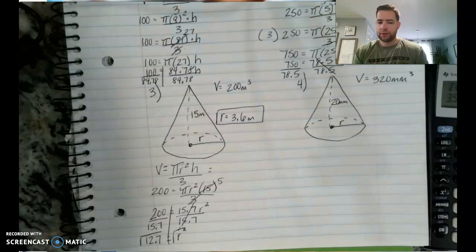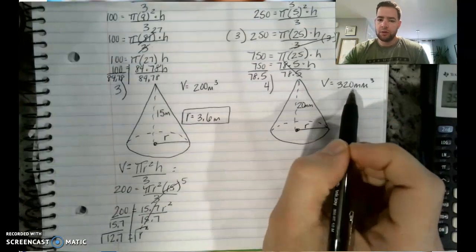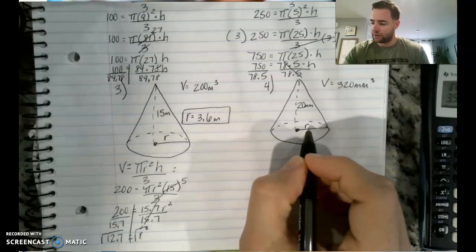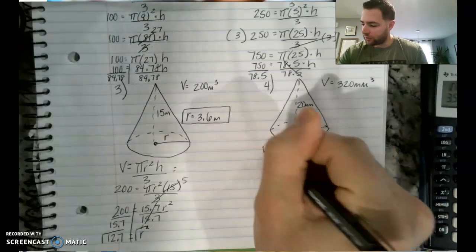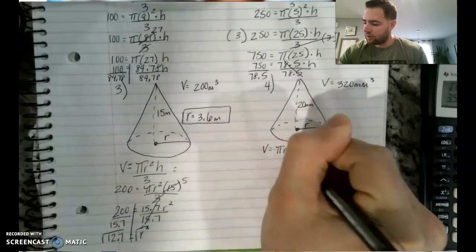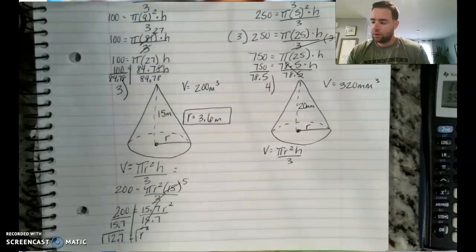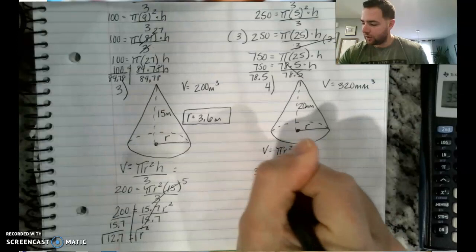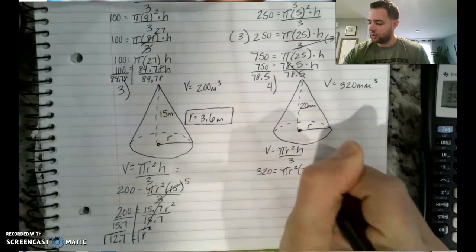Alright, and then our final example, I have my volume is 320 millimeters cubed. I have a height of 20 millimeters, and again we're going to be looking for the radius in this problem. Okay, so I'm going to rewrite my formula. Volume equals pi r squared h divided by 3. I'm going to replace v with 320 equals pi r squared times our height of 20 divided by 3.